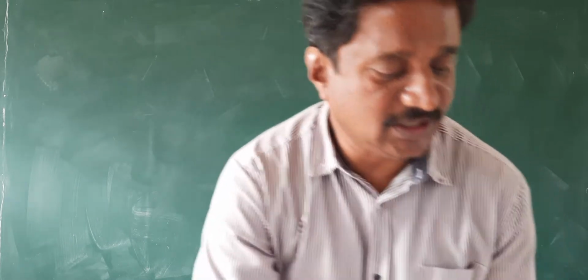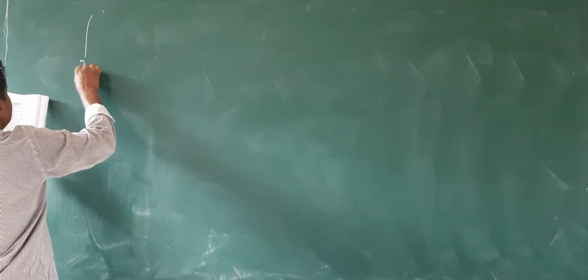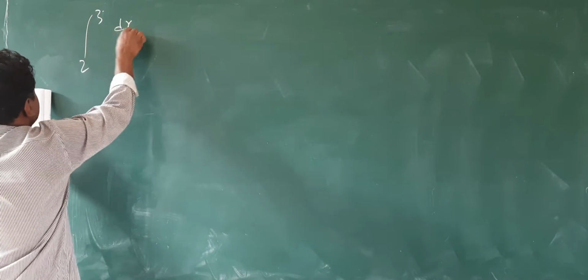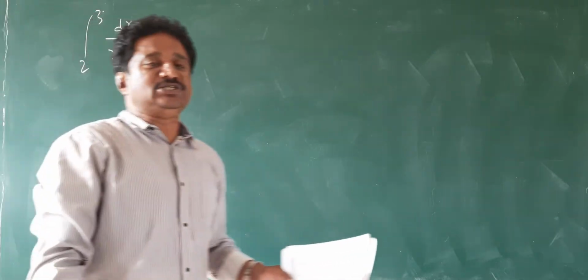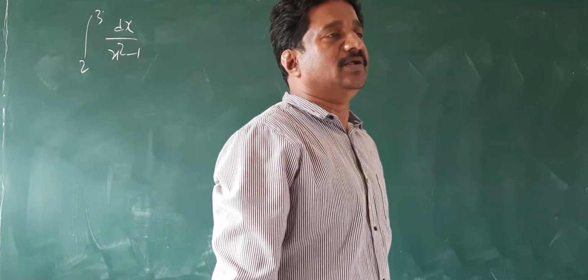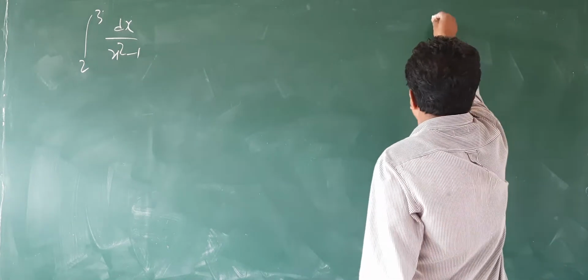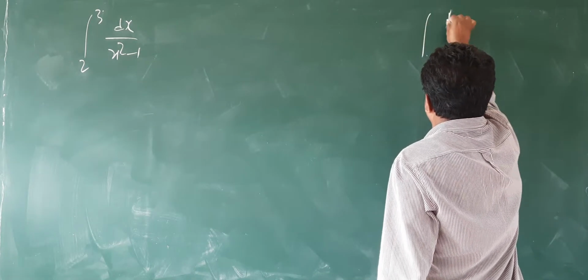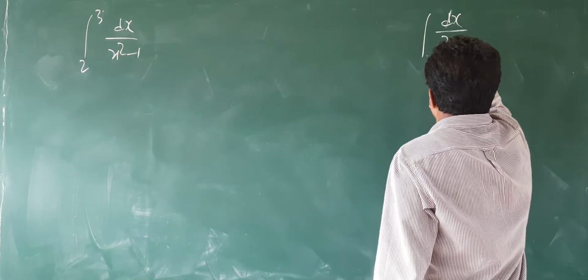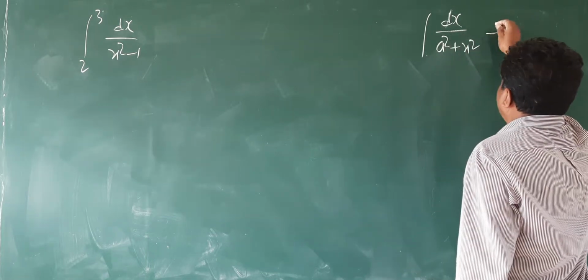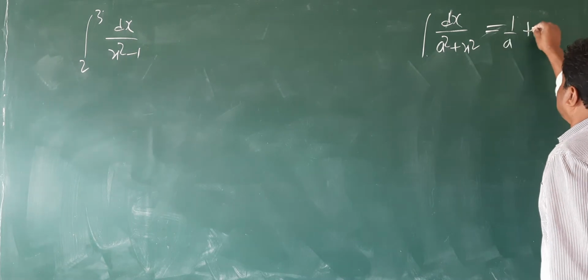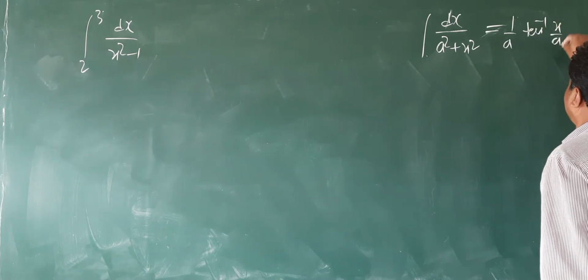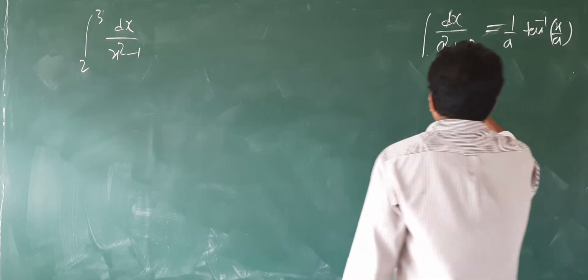So next question is the integral from 2 to 3 of dx by x square minus 1. Look at this, students. Integration of dx by a square plus x square: tell me how much it is. 1 by a tan inverse x by a.